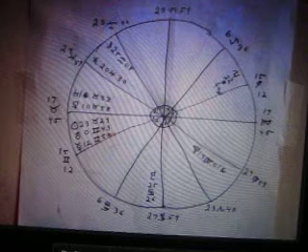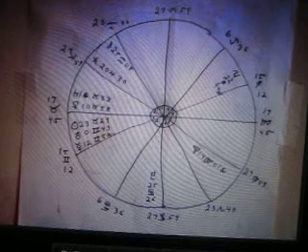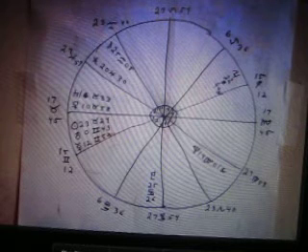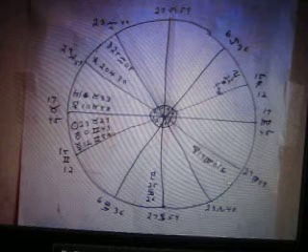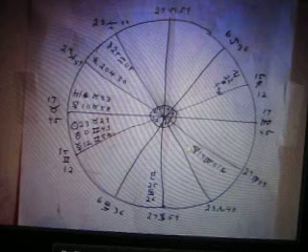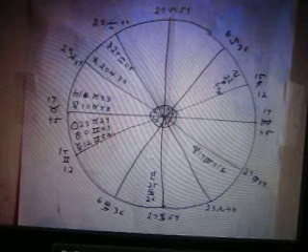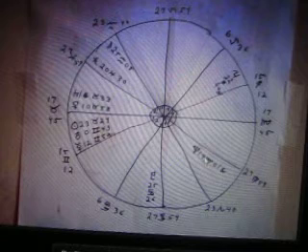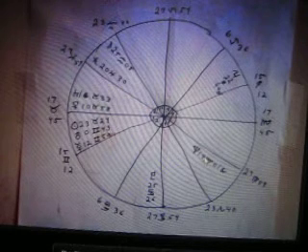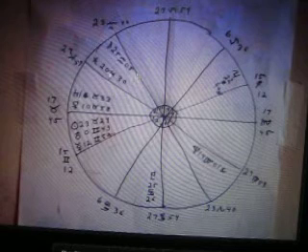Now, in this particular chart, this is a music legend, Bobby Darin, and let me show you where his mutable Grand Cross points are located. They're all planets in this case. Mercury in Gemini, the 1st house, then it's Neptune in Virgo in the 5th, Jupiter in Sagittarius in the 8th, and Saturn in Pisces in the 11th house.